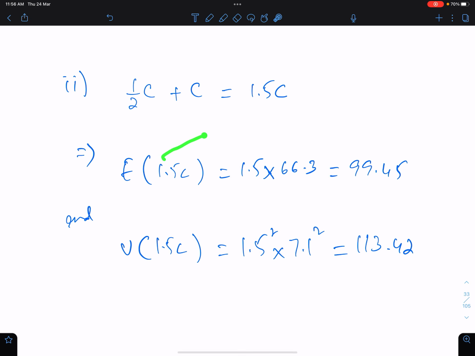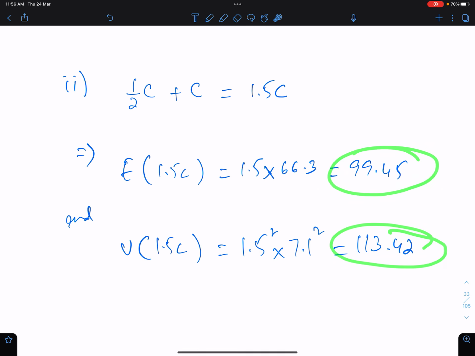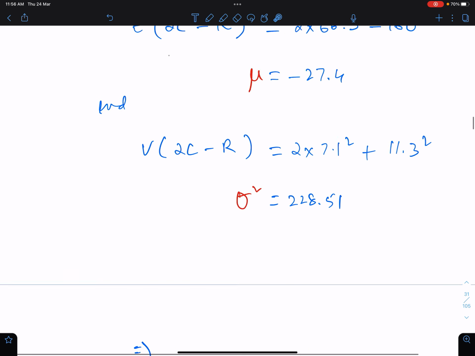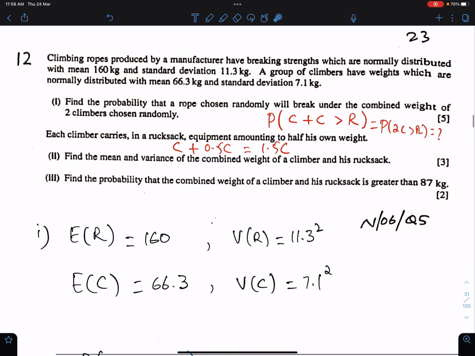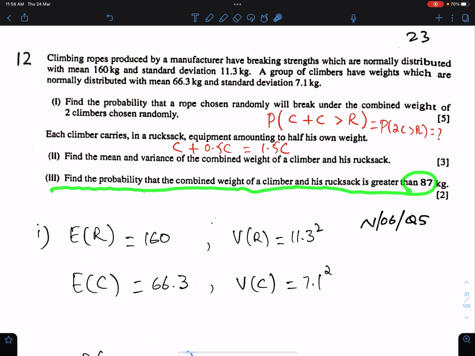So mean is 1.5 into mean of C, and in variance we must square 1.5 because this 1.5 is a multiple of this C. So this is the variance and this is the mean. Part 3. Find the probability that the combined weight of a climber and his rucksack is greater than 87. So we need this probability. 1.5 C is greater than 87.